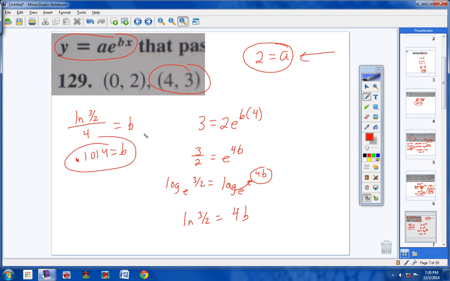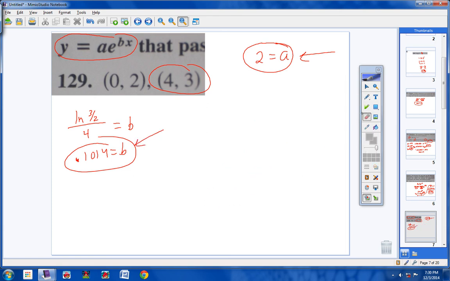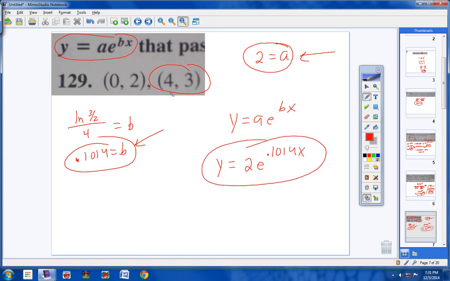So guys, look. I know what A is. I know what B is. So I'm ready now to write my exponential equation. Here's my model right here. Y equals A E to the BX. So where my A is, I'm going to put 2. And where my B is, I'm going to put 0.1014. And then put my X. There, we did it. We wrote the exponential model that models this situation, okay? Let me take a look at 129, make sure we got it right, and yes, we got it right.